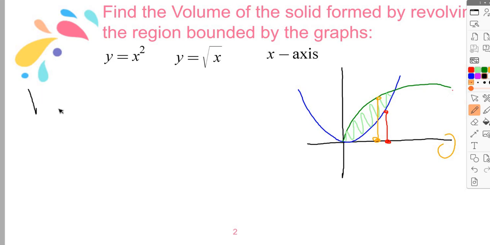So I have V equals pi times, what's our bounds? 0, 1. So that's the other reason why we like these, is because they are nice, right? Like they intersect each other at nice spots. Okay.